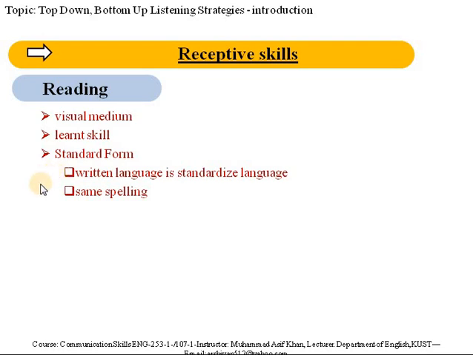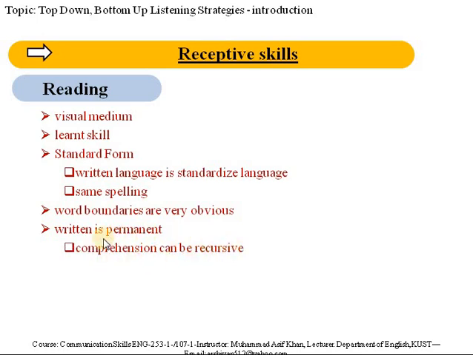Another way to express this is that word boundaries are very clear in written language. Therefore, reading is very easy. It has a specific domain in which we can very easily progress. So written material is permanent. That is another element of the reading skill, because written material has a permanent standard form. So comprehension can be recursive. Recursive means relating to or involving the repeated application of rules or procedures to successive results, because we are repeatedly applying these rules and getting the same results. So comprehension of written material can be recursive.